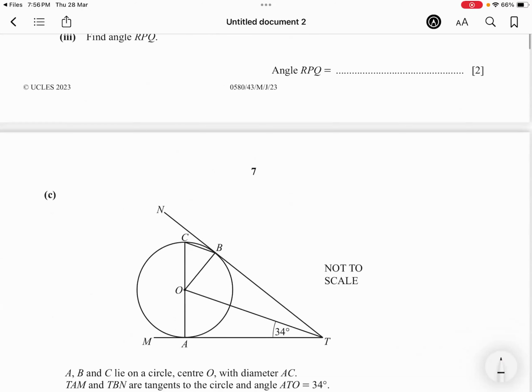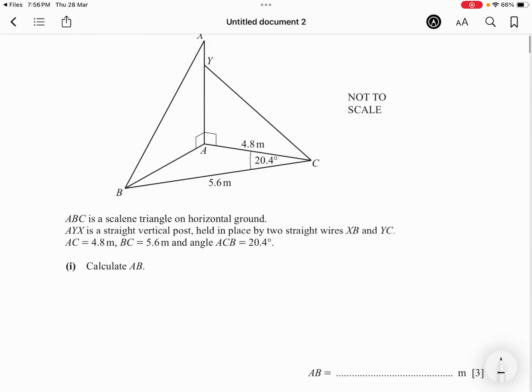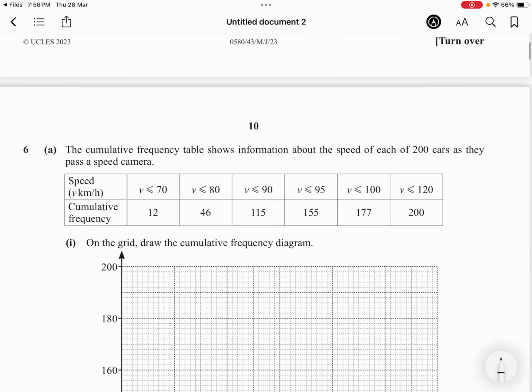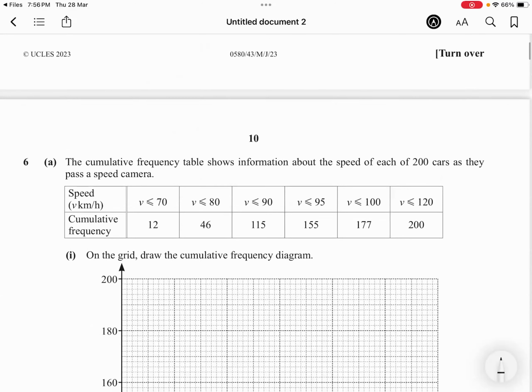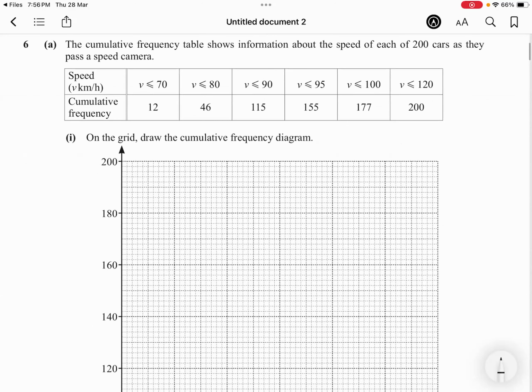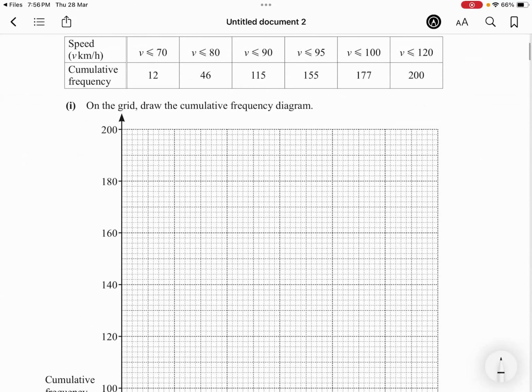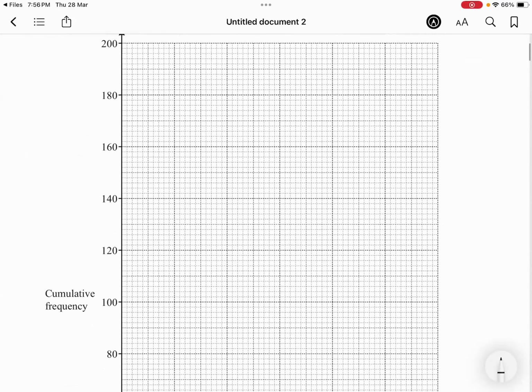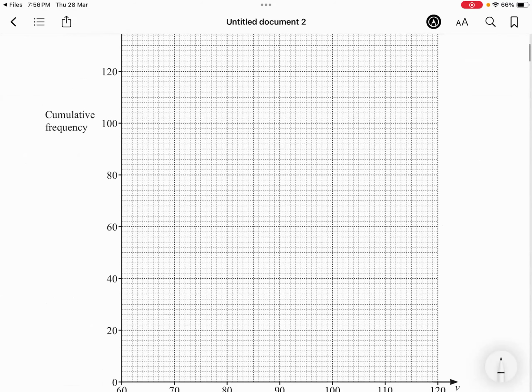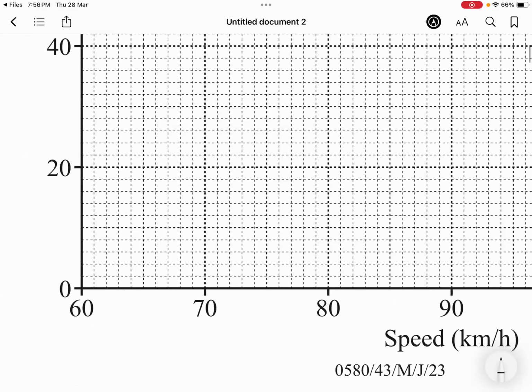Okay, now see, beta, we have this paper. This paper is 058043 May June 23. The cumulative frequency diagram shows the speed of each of 200 cars as they pass the speed camera. So speed is 70, so cumulative frequency is 12.